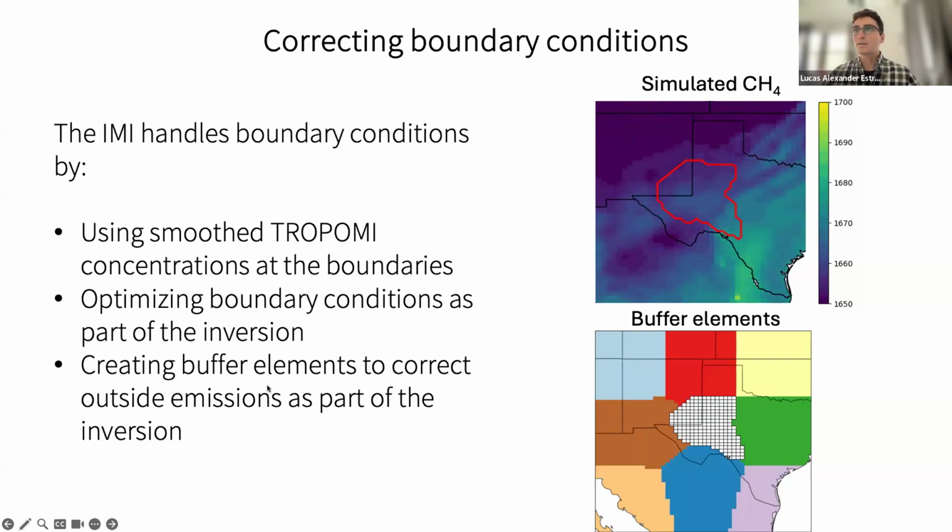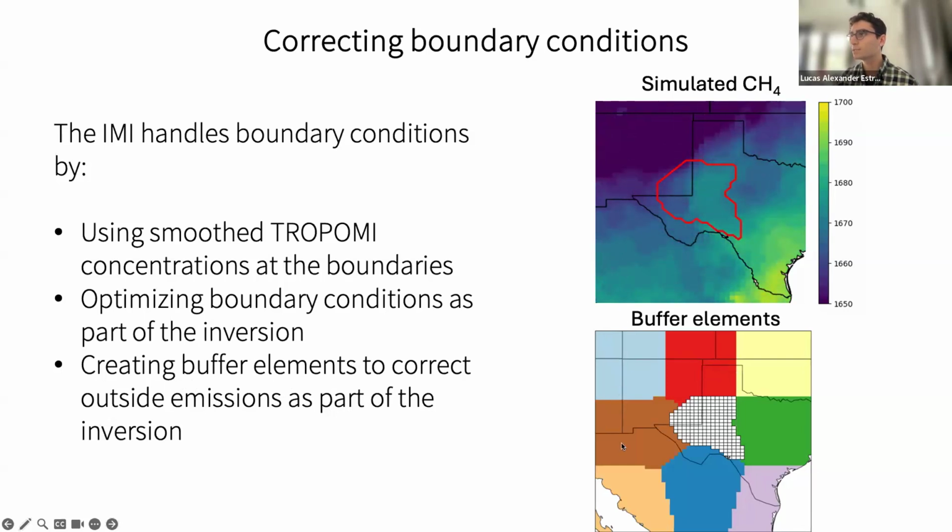And then the third thing that we do to correct the boundary conditions coming in, as well as emissions coming from non-local sources, is we have buffer elements. The area that we're actually specifying in this inversion is outlined in red here, the Permian Basin. But you can see that there's quite a bit of space surrounding this region. And this is what we call buffer elements.